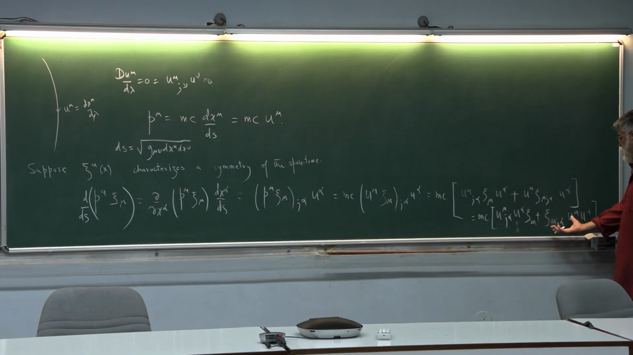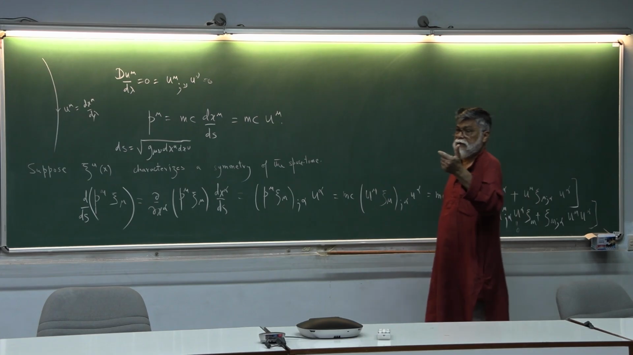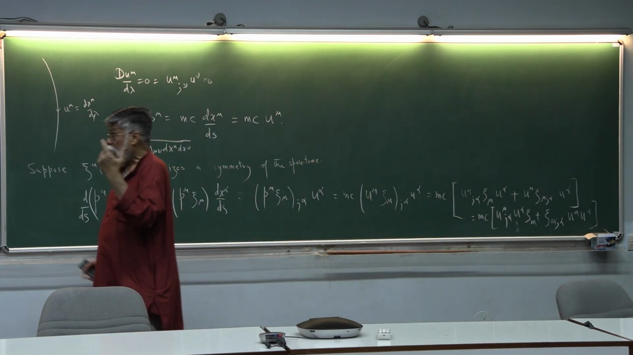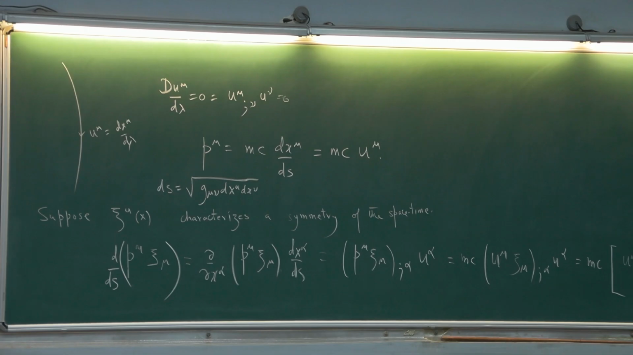But what about this quantity? Xi mu semicolon alpha u mu u alpha. Note, u mu u alpha is a symmetric second rank tensor. U mu u alpha is same as u alpha u mu. Xi mu semicolon alpha is antisymmetric, and we all know a standard tensor calculus result that if you have an antisymmetric tensor and a symmetric tensor, this is 0.